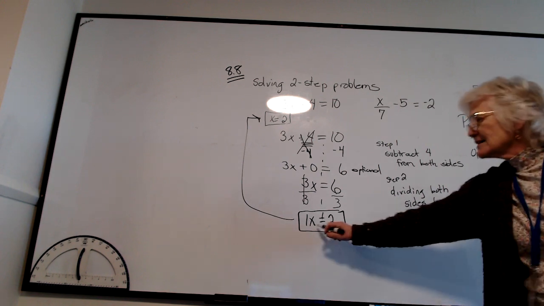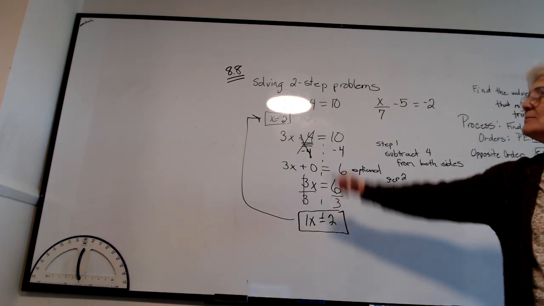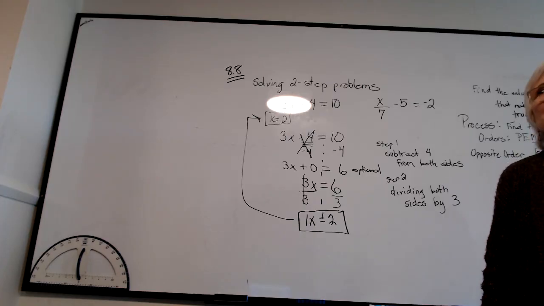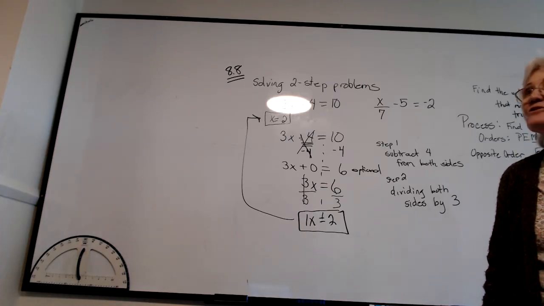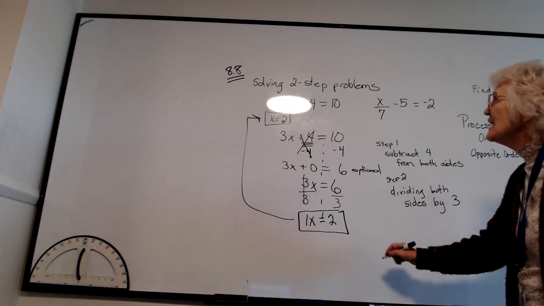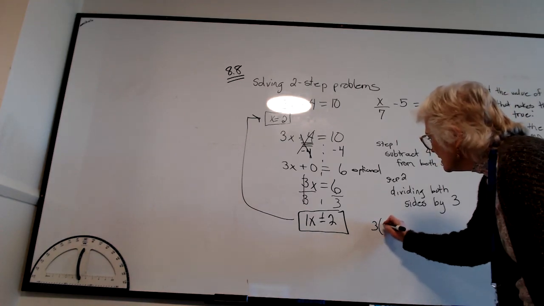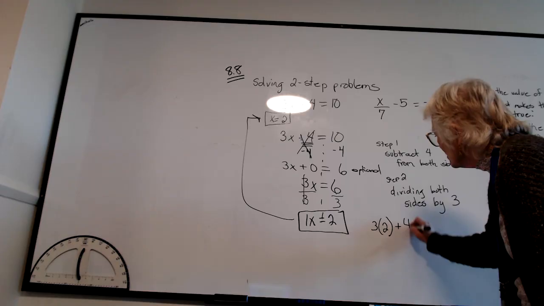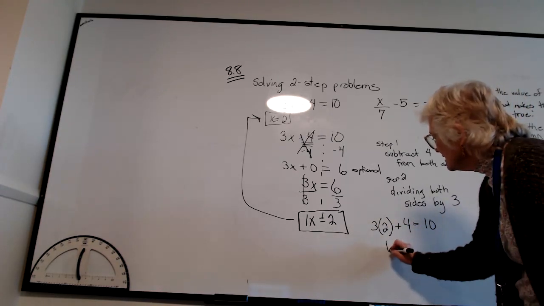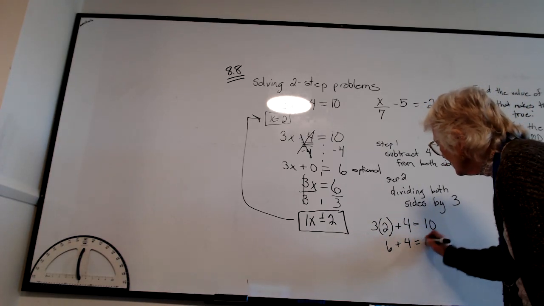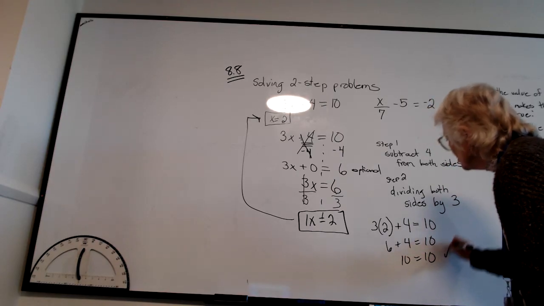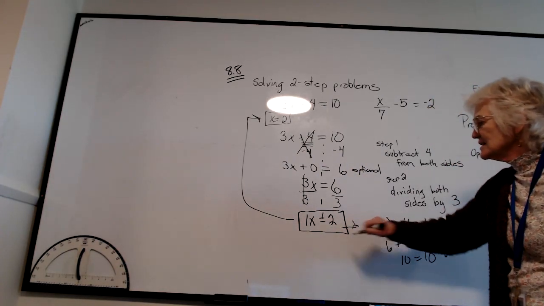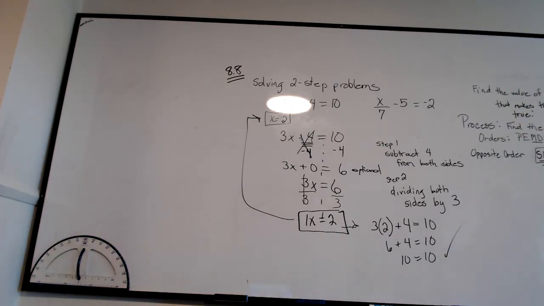When you find out what x is, put it back in the equation and make sure it's true. So if you get an answer, you should be able to check your answer. I would go back and say, okay, 3 times 2 plus 4 equals 10. 6 plus 4 equals 10. 10 equals 10. Check. That means this answer is correct because it made the equation true. So if you've done the work correctly, your equation will turn out to be true.